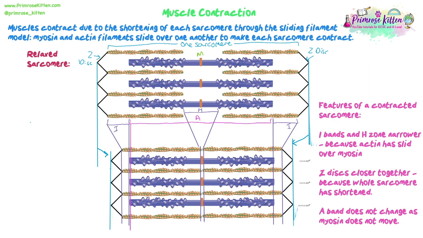So the A band is the thing that does not change. It does not get smaller. It doesn't get bigger, it stays exactly the same. And that's because the A band is where the myosin is. It's made mostly of where the myosin and the actin overlap.